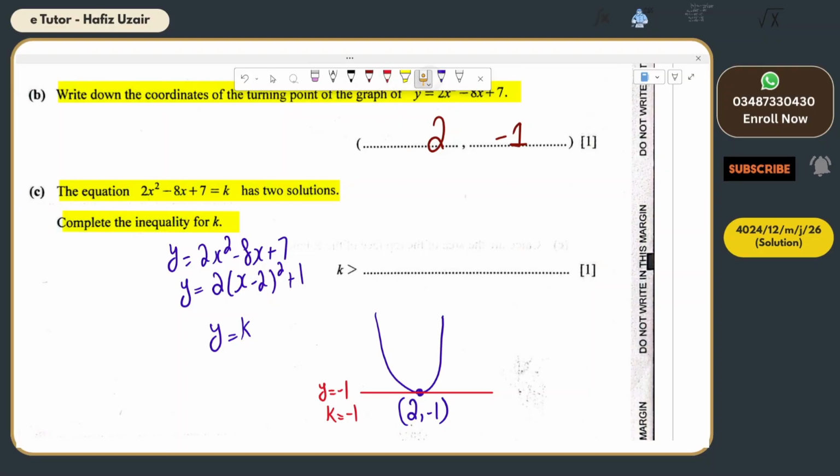You can check that if I draw a line below this curve, it will not touch the curve. If I draw this line over here, it will touch the curve at this point. Now if I draw any line above this point, above this line, it will touch the curve at 2 points. So that means k should be greater than minus 1. k should be greater than minus 1.